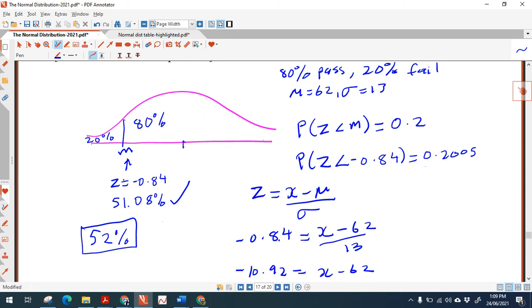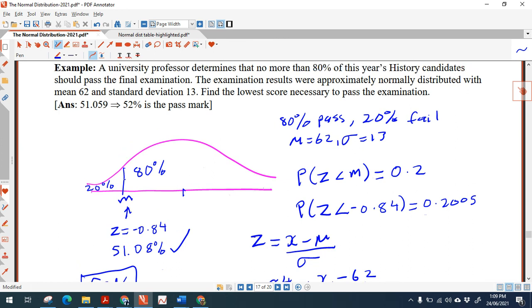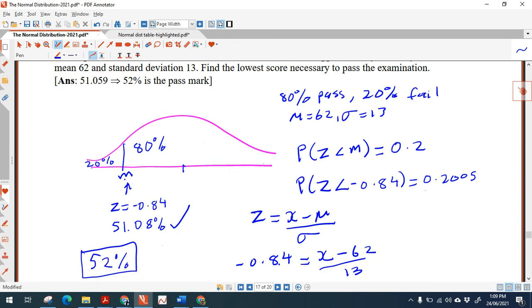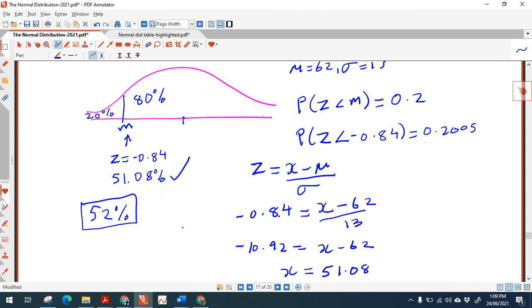So the question didn't say how many decimal places, so we'll go with 51.08% or 52%. Okay, that's the end of that.